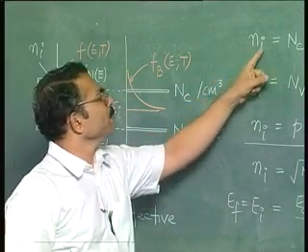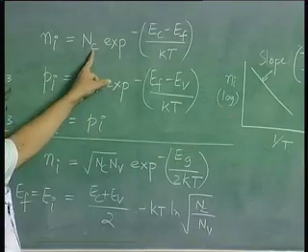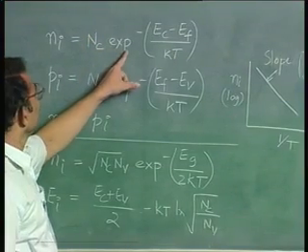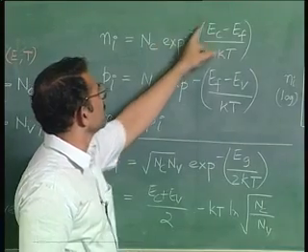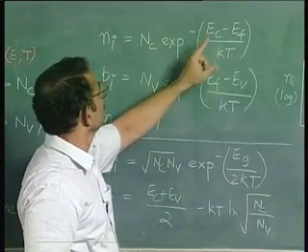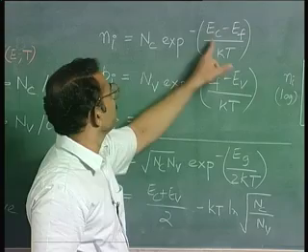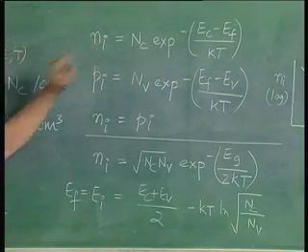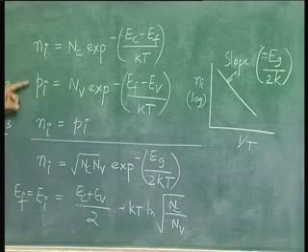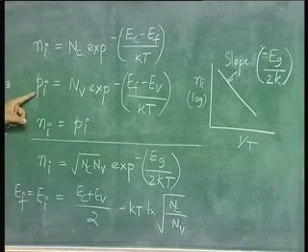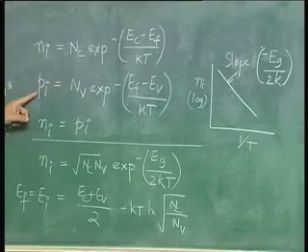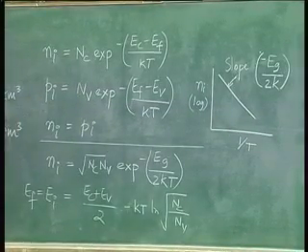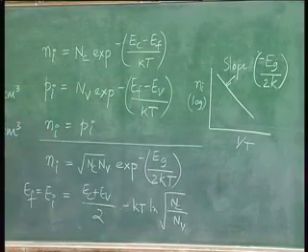And then you get the simple formula: Ni is equal to Nc, the allowed states, multiplied by the fraction of these allowed states which are occupied under the Boltzmann approximation, exponential of minus Ec minus Ef by Kt. Ni is the number of occupied states in the conduction band. Similarly, one can write an expression for Pi, for the unoccupied states in the valence band, and finally you know that Ni is equal to Pi.